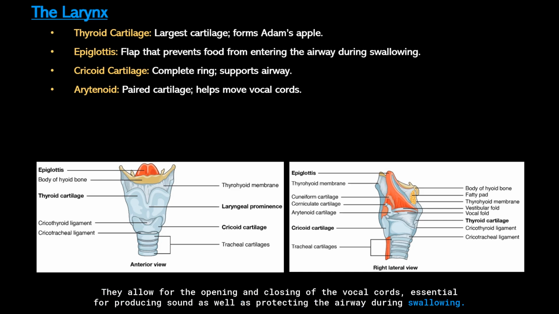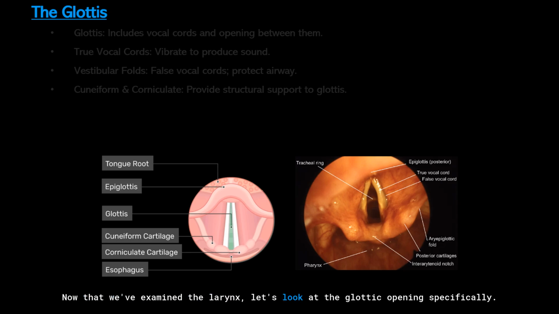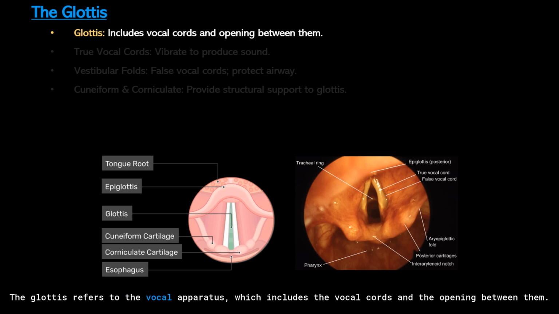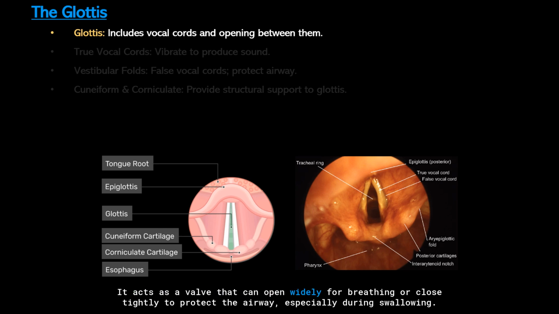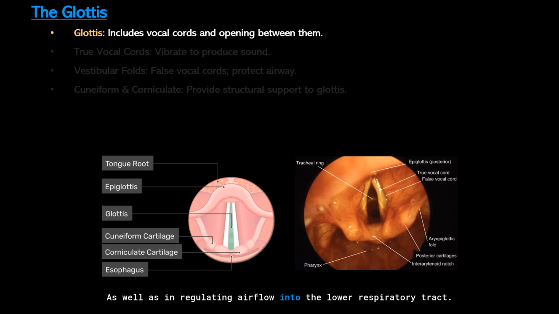airway during swallowing. Now that we've examined the larynx, let's look at the glottic opening specifically. The glottis refers to the vocal apparatus, which includes the vocal cords and the opening between them. It acts as a valve that can open widely for breathing or close tightly to protect the airway, especially during swallowing. By adjusting the tension and position of the vocal cords, the glottis plays a key role in phonation, as well as in regulating airflow into the lower respiratory tract.